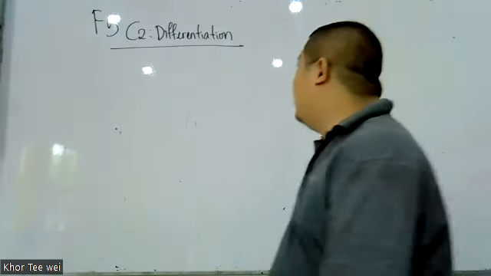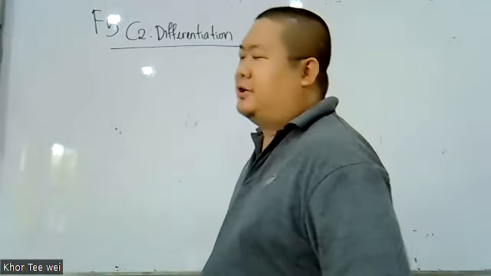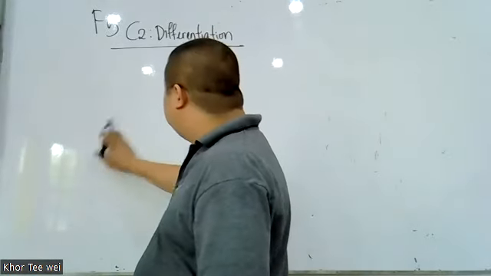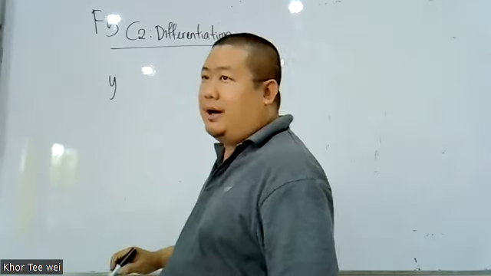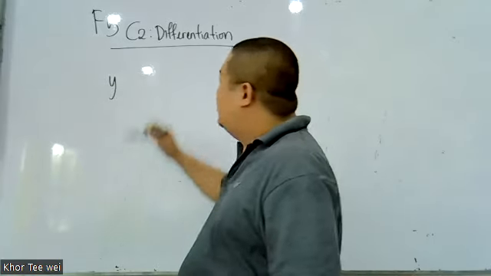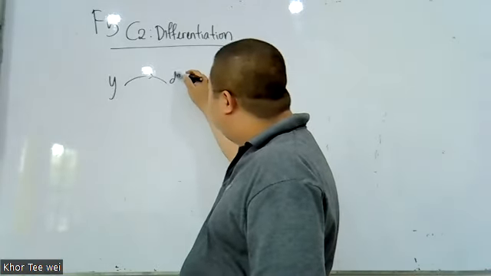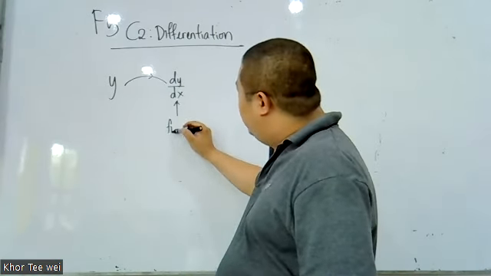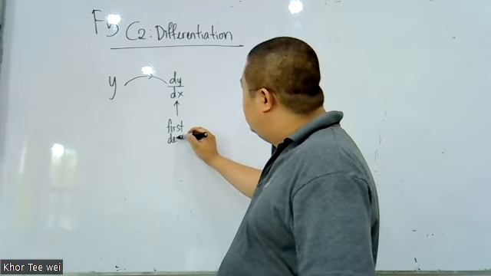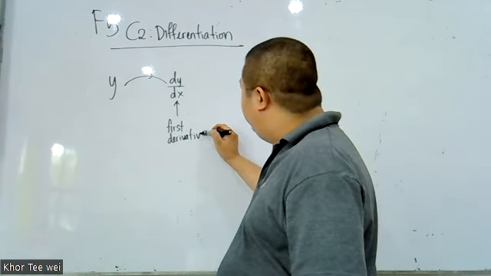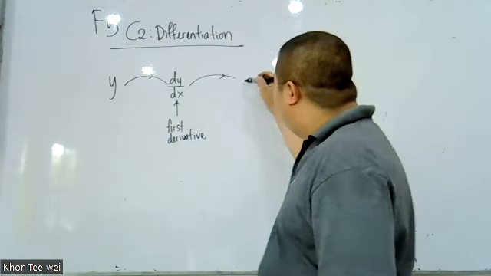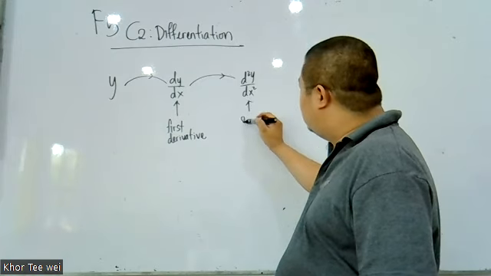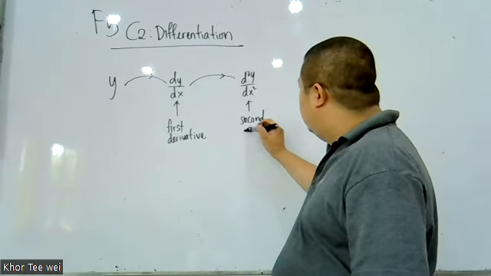Okay, so for this Form 5 chapter 2 differentiation, what do you need to study? For the first thing, our symbol, this one we call y. When you differentiate it, we call it dy dx. So this dy dx we call the first derivative. And then going to the other one, d2y dx2. So this one we call the second derivative.